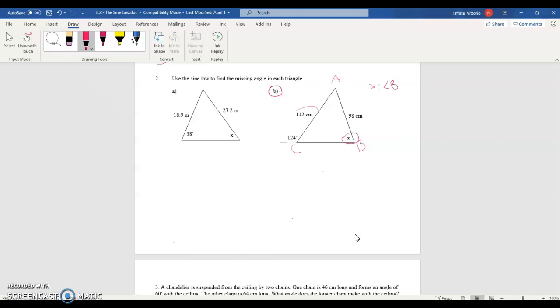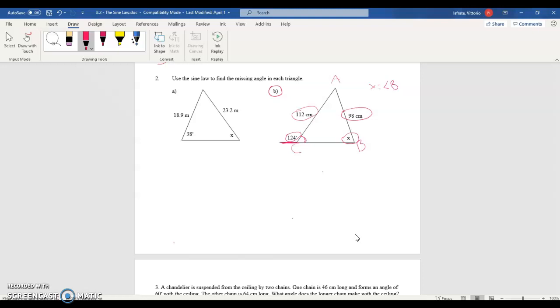Now I have two sides, but you'll notice that I don't have any angles, and that could be a problem usually, but you will see that there's an angle over here. There's an angle here, 124. And what we know for sure is that 124 plus this angle over here is equal to 180, because they're supplementary angles.